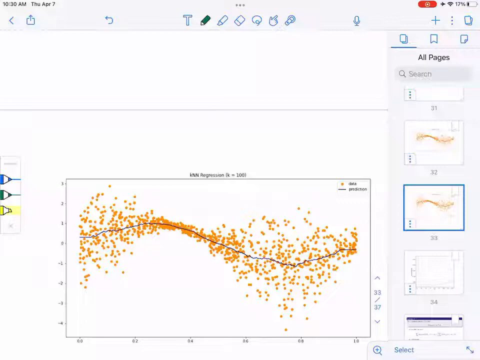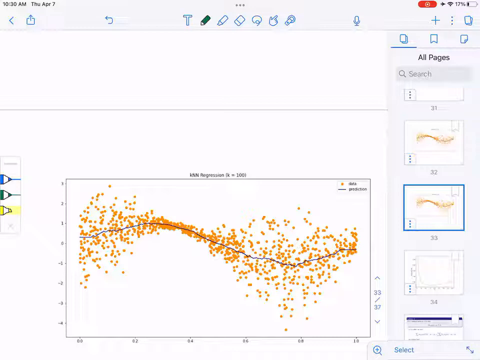So you can see as k goes to infinity, the variance sort of comes down, but you also introduce the bias. If I increase k, eventually this gets very flat. So if the function is varying very, very wildly, then I lose that.